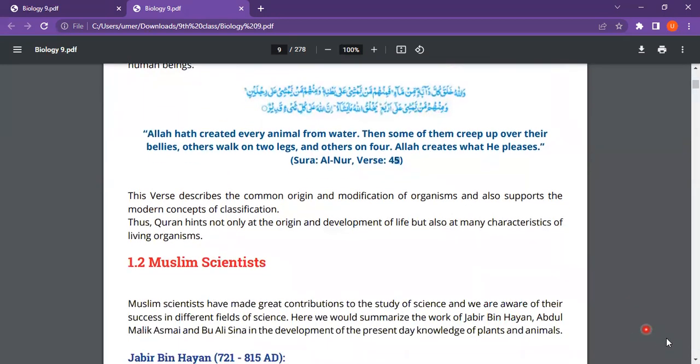These words describe the common origin and modification of organisms and also support the modern concept of classification. Thus, the Quran hints not only at the origin and development of life, but also at many characteristics of living organisms.